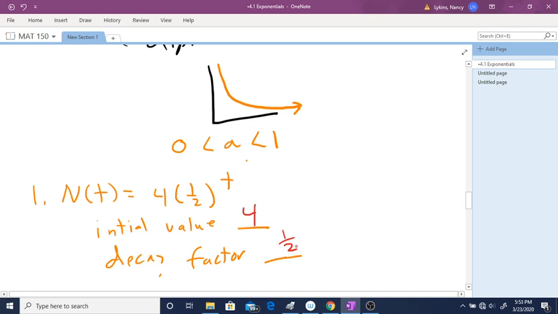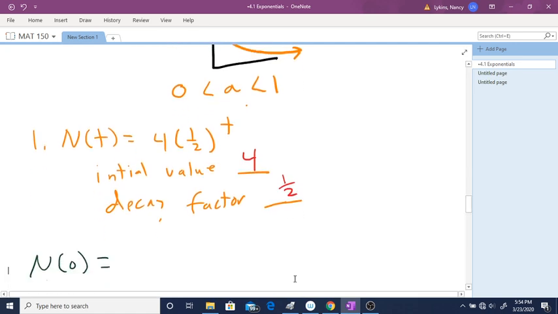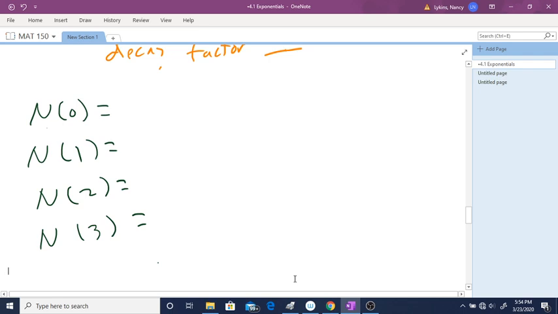That is the number. In this case, most of it's going to be in parentheses, but it's also attached to the exponent, which in this case is t. So now look at 1/2. 1/2 does fit that criteria. It's between 0 and 1. So this is a decay. Now I'm going to do the same thing for n of 0, n of 1, n of 2, and n of 3.